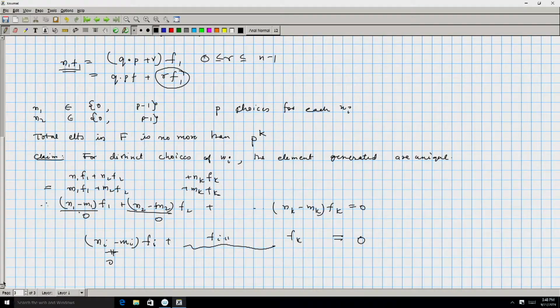You can rewrite this equation by taking ni minus mi times fi on one side, which is equal to, let us say, alpha i plus 1 fi plus 1 plus alpha i plus 2 fi plus 2 all the way up to alpha k fk. Multiply with the inverse of ni minus mi on both sides. We can do that because ni minus mi is some number between 0 and p, so it has an inverse. Multiply that and we can express fi as a linear combination of fi plus 1 up to fk.